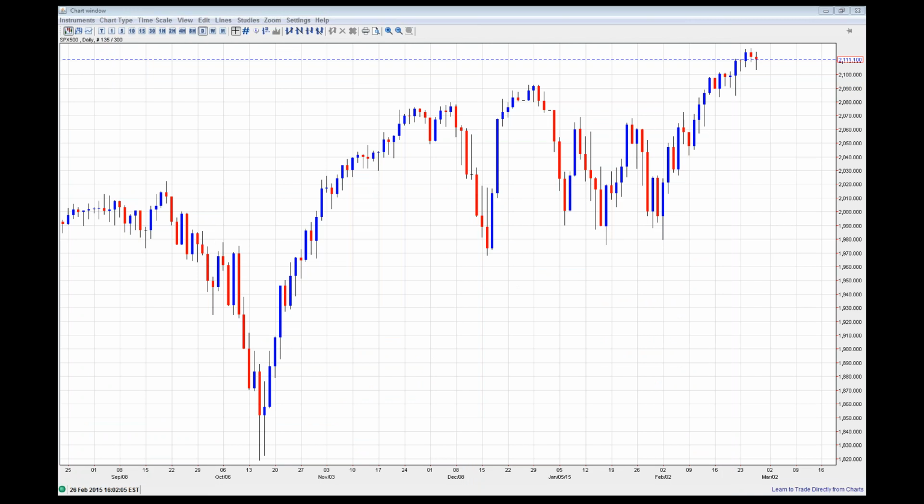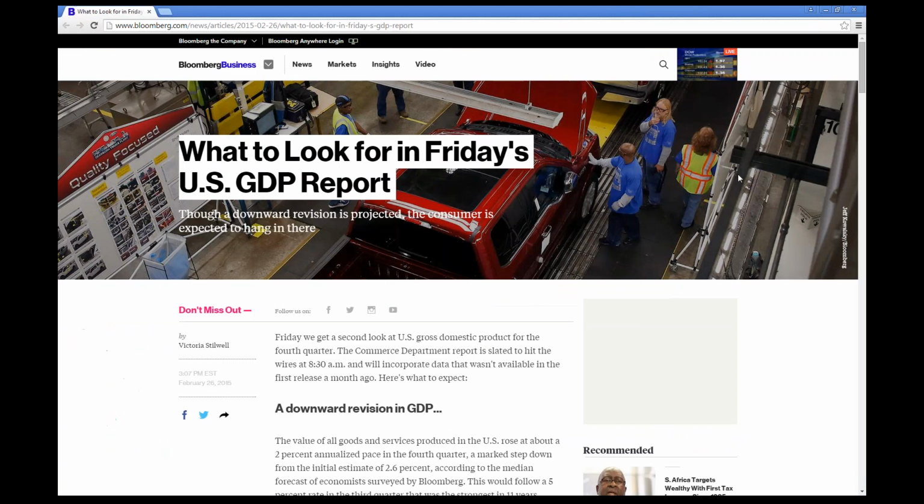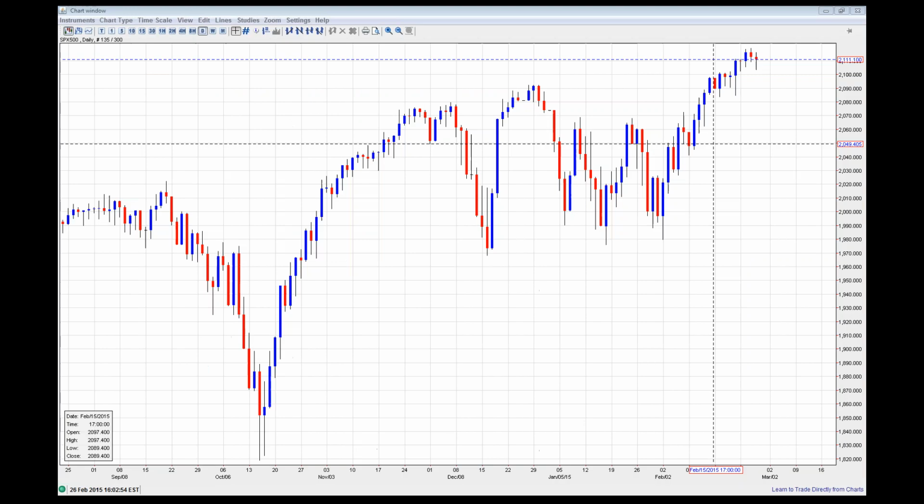And tomorrow morning at 8:30 a.m. Eastern Time in the United States, we have a GDP report that all traders, or most traders, are going to be watching very closely. So definitely pay attention to that. But for now, I'm going to take a look at the charts, starting with the S&P 500.